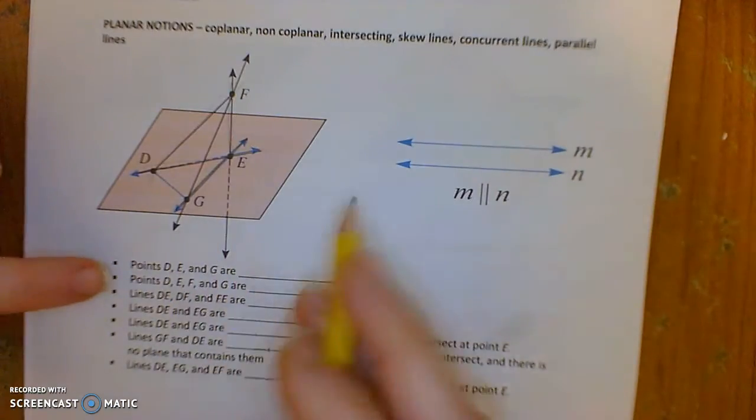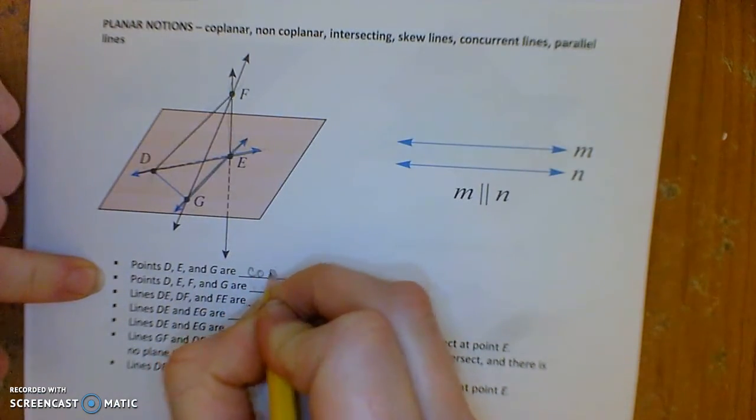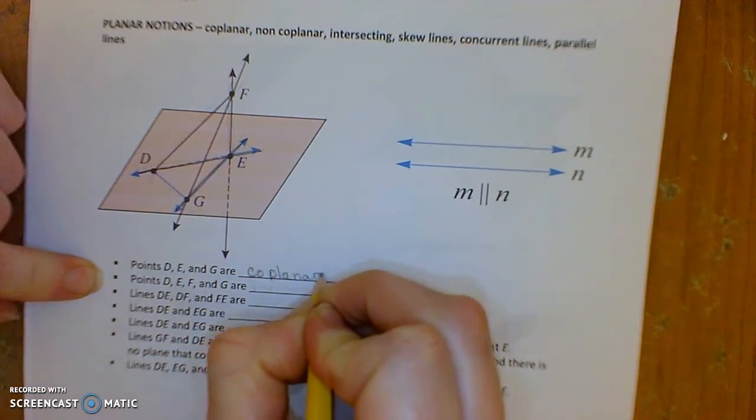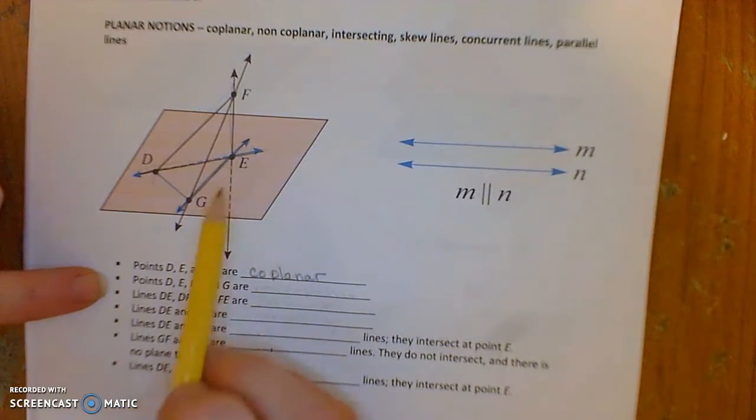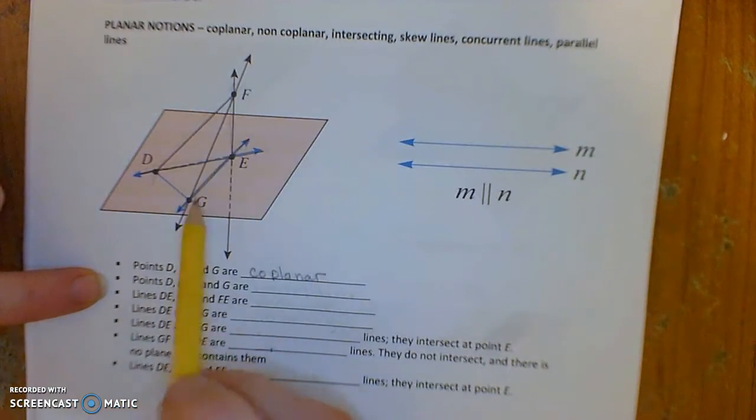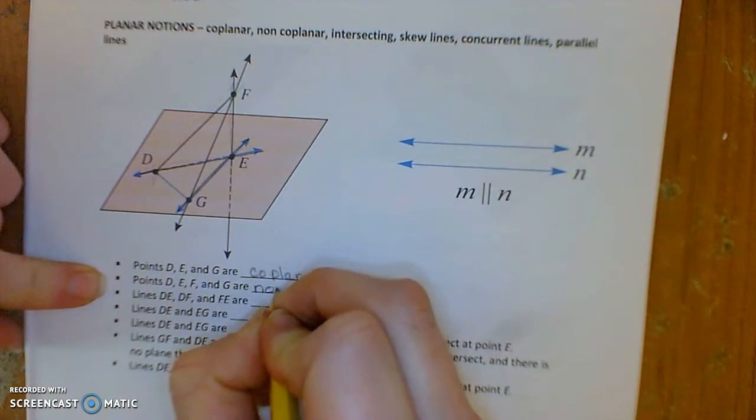Points D, E, and G, call them coplanar. Just like when we had points that were on the same line, you call them collinear. These are coplanar. Points D, E, F, and G are non-coplanar.